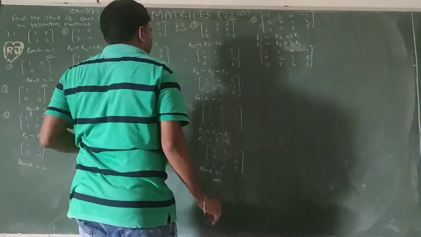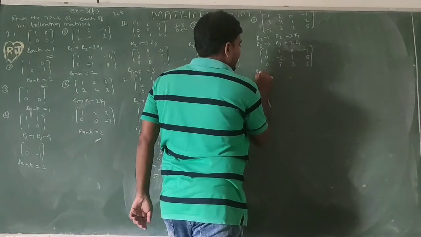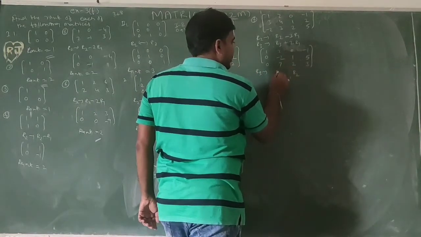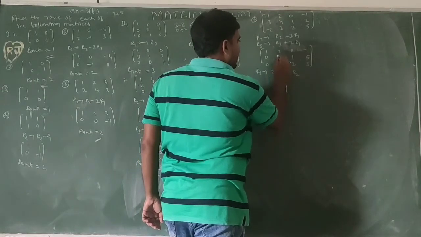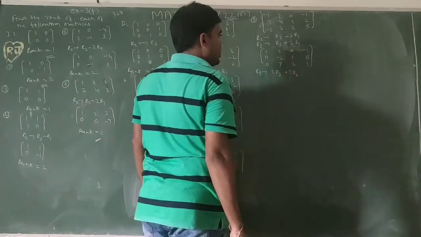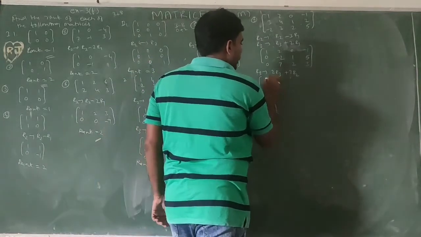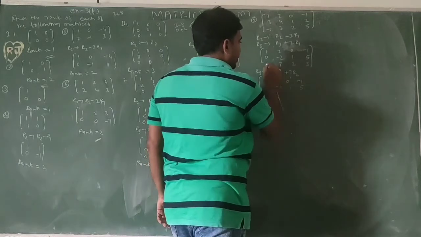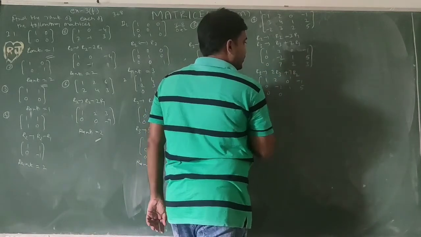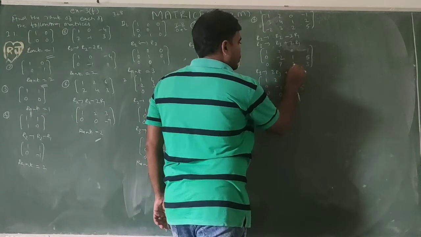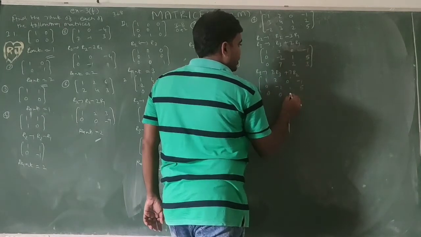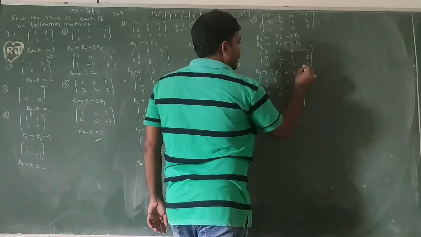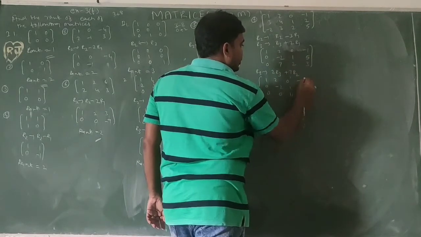Next, which elements we need to convert 0? 7. R3 changes R3 with the help of R2. This 7 we write here, this 2 we write here. Opposite sides we need to keep plus. So 1 2 0 minus 1 0 minus 2 1 5. This is 0. We are converting 0. 2 into 2 4. 7 into 1 7. 4 plus 7 11. 2 into 3 6. 5 7 into 5 35. 35 plus 6 40. Okay.